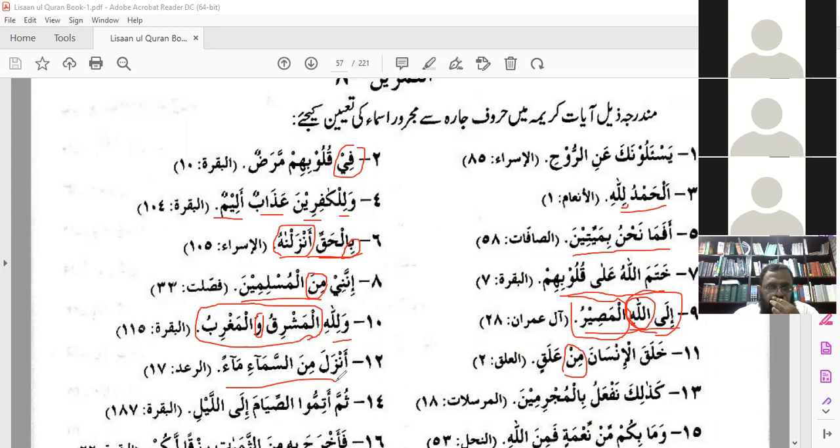Anzala min as samaa'i ma'an. Min is harf jar, as samaa is ism majroor, so shibha jumla muqaddam, and ma'u is mubtada mu'akhir. No, actually sister, anzal is a verb, okay? Anzal is a verb and ma'an is maf'ul bihi. We'll learn it, we have not learned it yet. Oh, yes. Maf'ul bihi, yes.